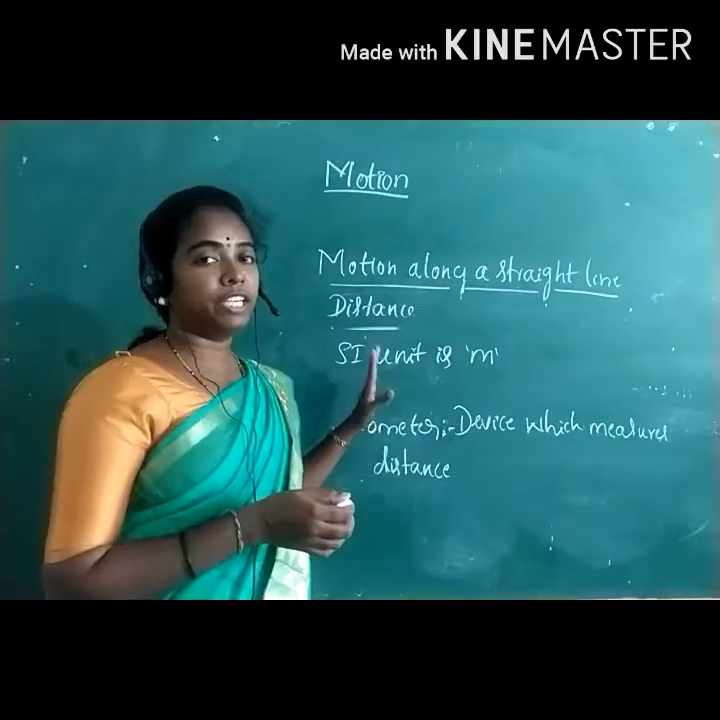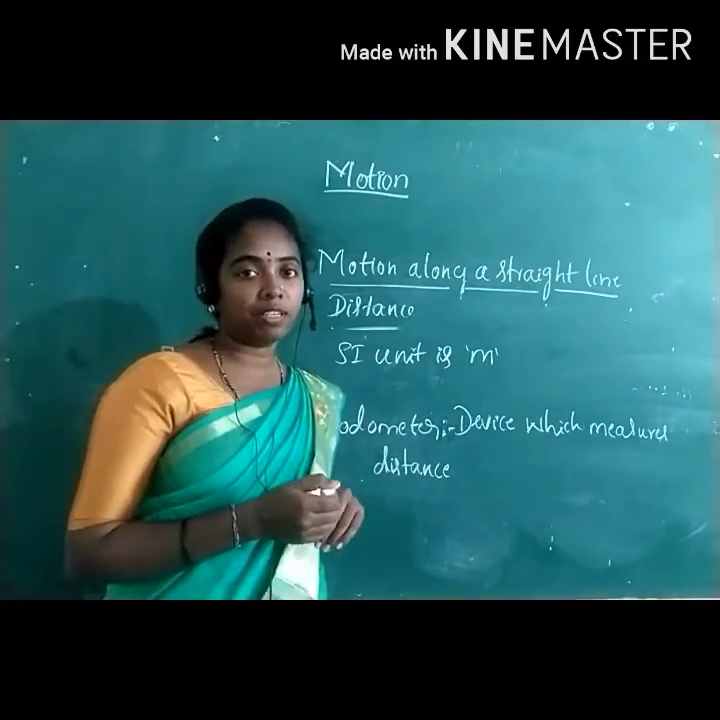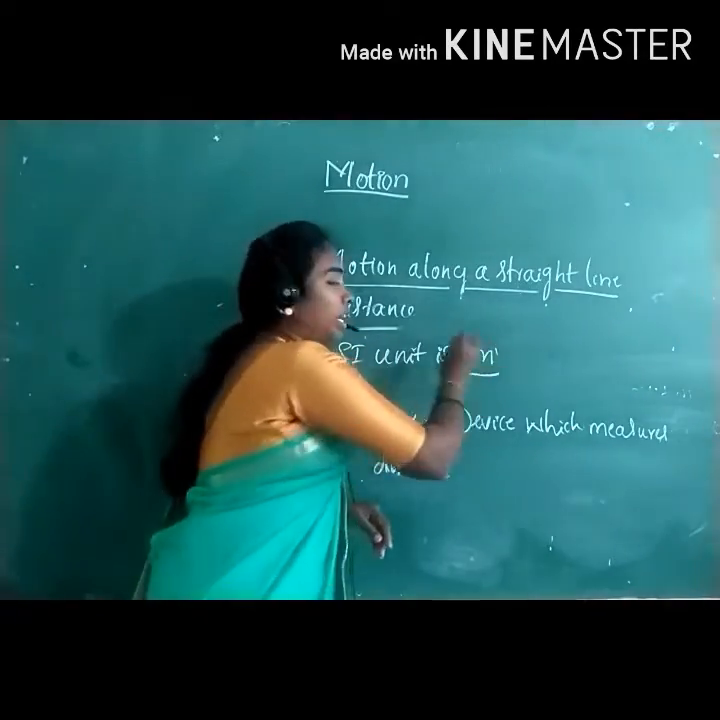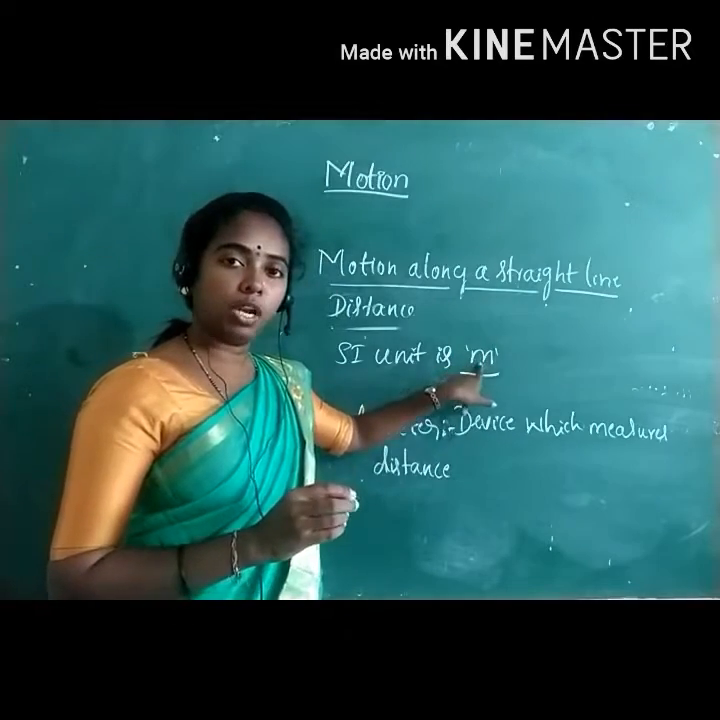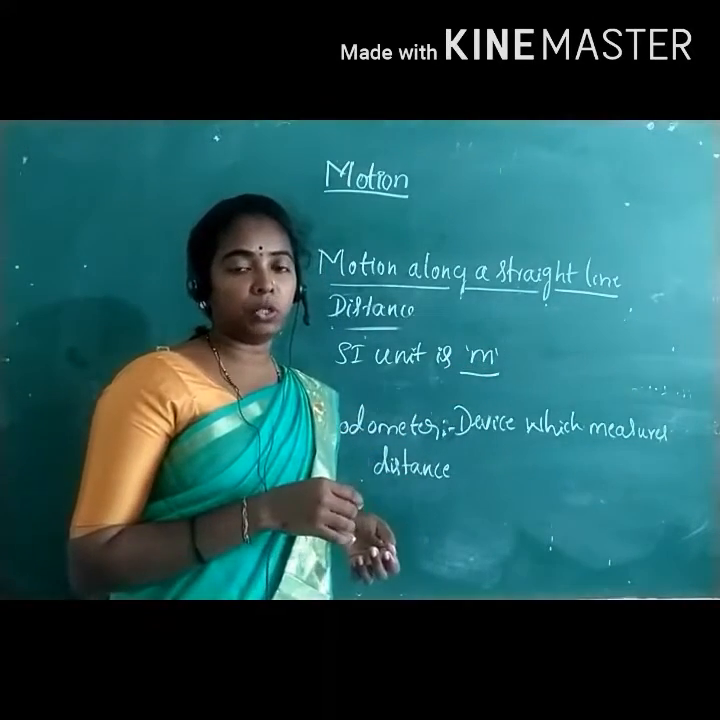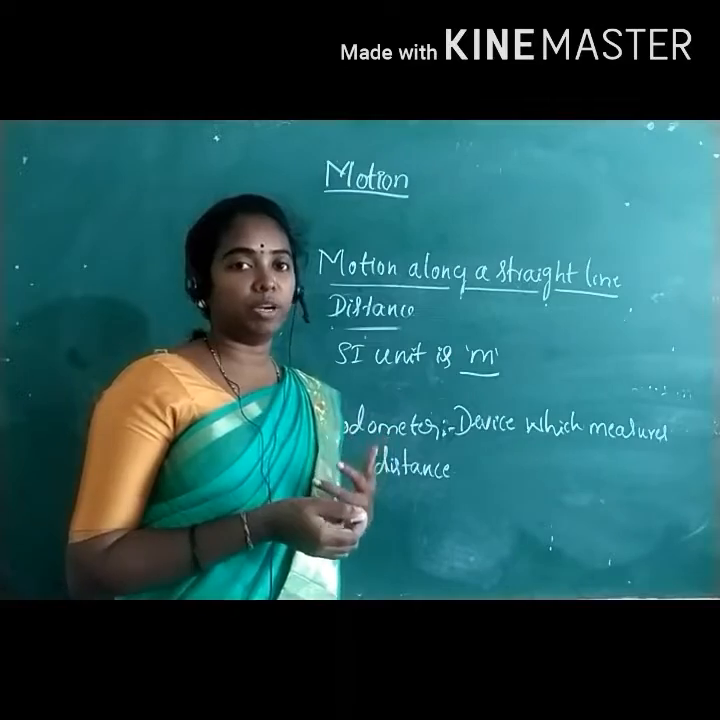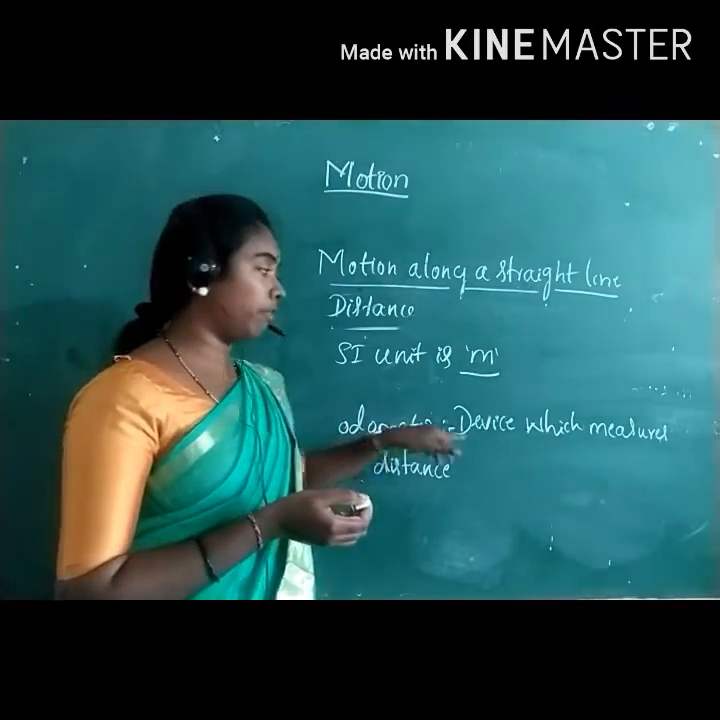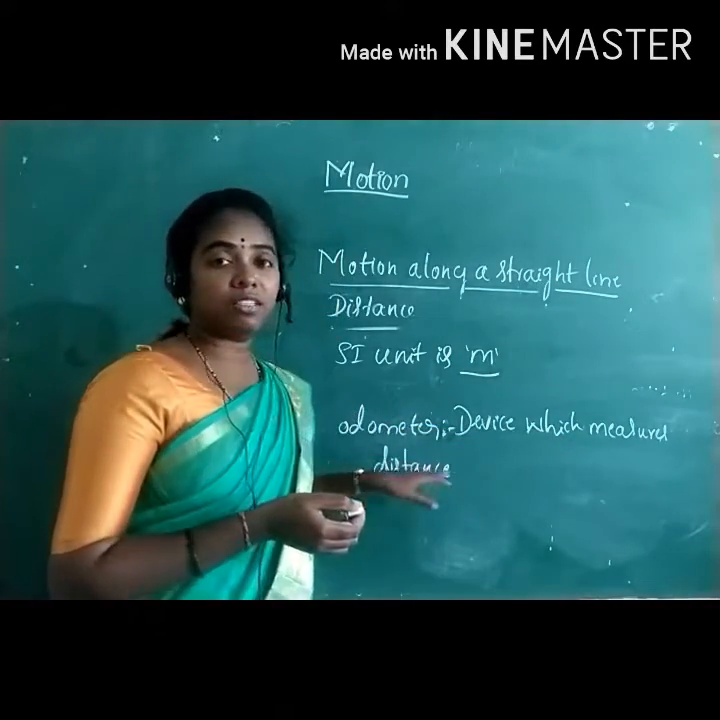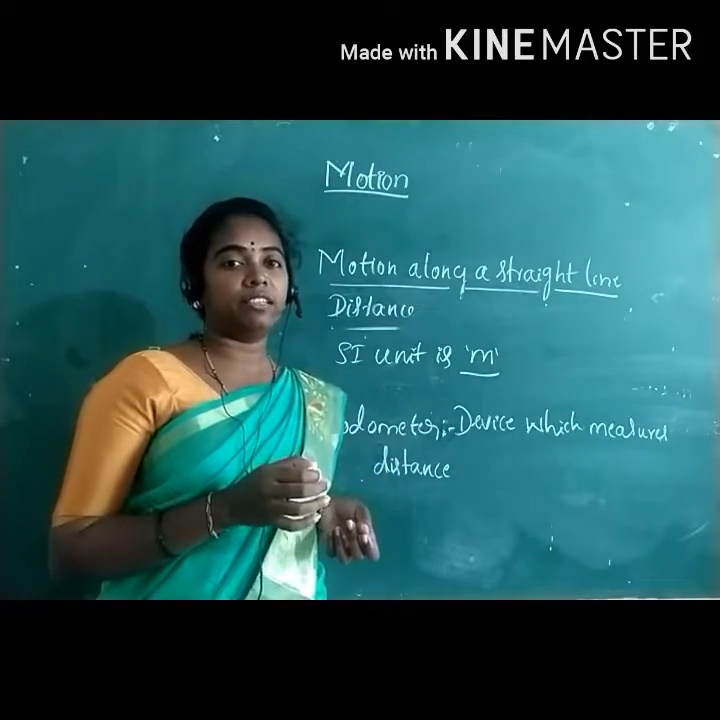The SI unit of distance and displacement is the same, and that is meter. We indicate it by a small m. It may have other units also, that is centimeter or kilometer. An odometer is a device which measures the distance traveled by vehicles.